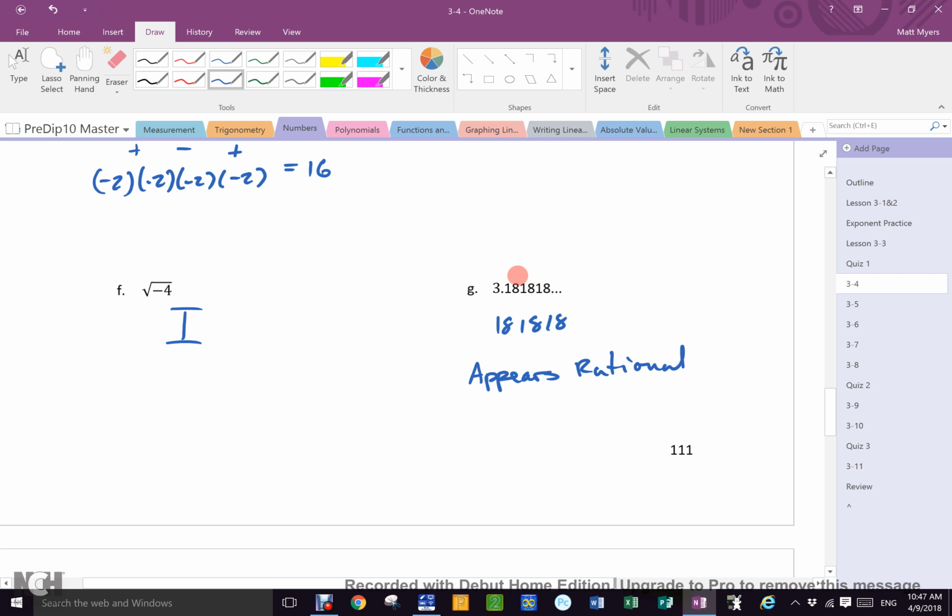What if I did this and took away the 3 dots? That's rational for sure, because the 181818 repeats. Do you understand the difference? Does everybody understand the difference? Okay. The key here is that word for what we had here.